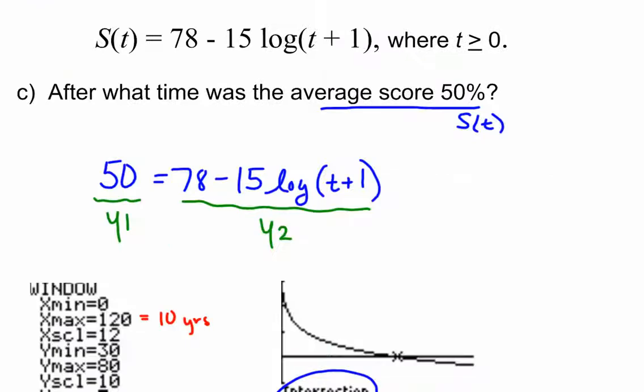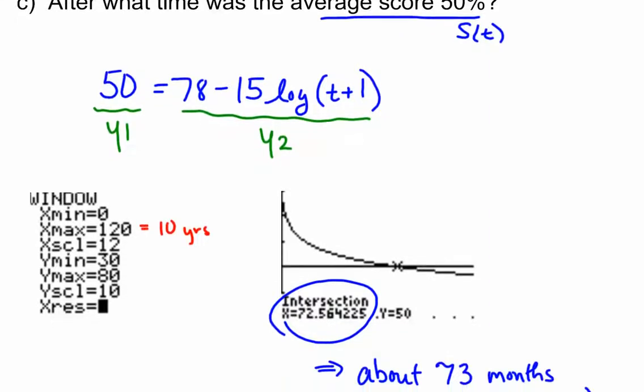Now, an interesting question, though, is after what time was the average score only 50%? So how long did it take for them to only remember 50% of what they studied in this course? Well, what we're doing then is we're saying S of t is 50, equals this logarithmic equation or function. So I don't have the tools really to solve this algebraically. I'm going to solve it graphically.